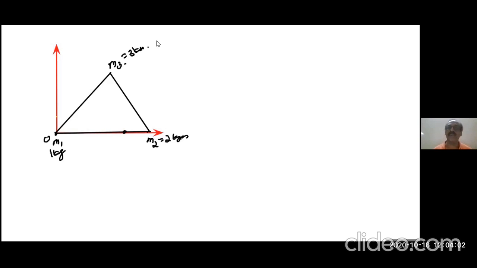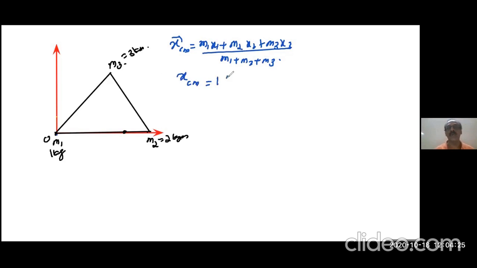So first we'll go for the x-axis. X center of mass is equal to m1 x1 plus m2 x2 plus m3 x3 divided by m1 plus m2 plus m3. Here m1 is 1 kilo, but its position is 0.